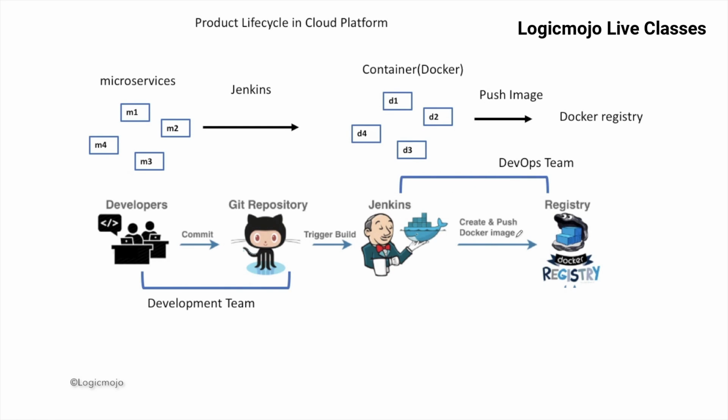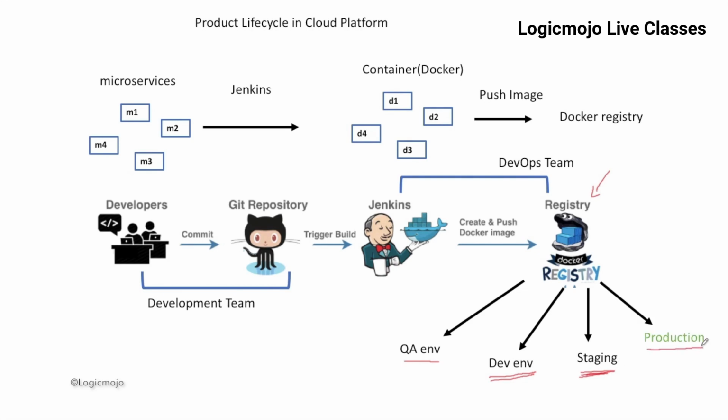So DevOps will take care of these things, and the development team will take care of these things. And then once we have the image in the Docker registry, let's say you have one QA environment, or you can say a QA team, so they can take that particular build and do any kind of testing. Similarly, the same image can be taken by the dev environment as well. Similarly, we can take those images into our staging.